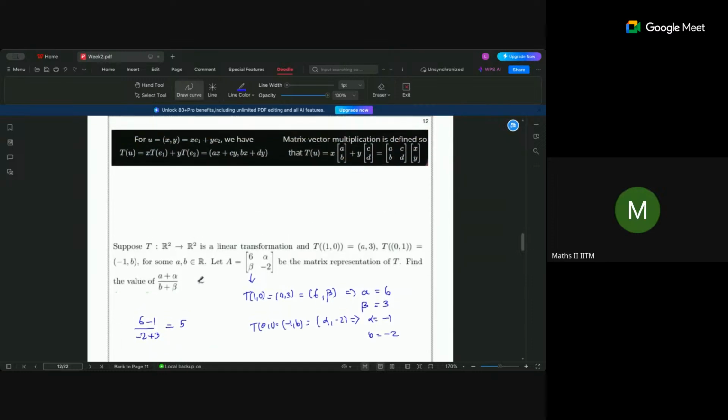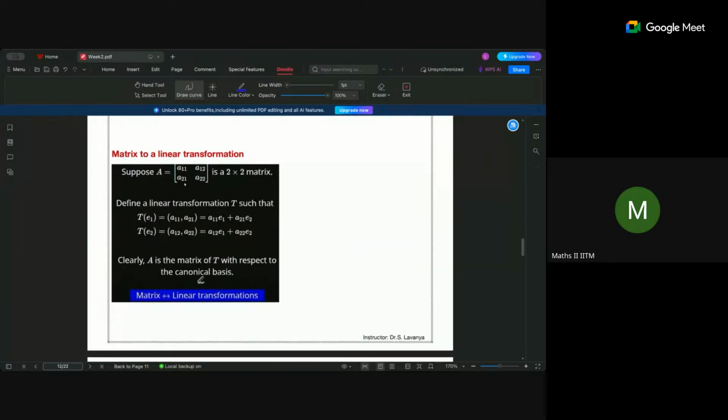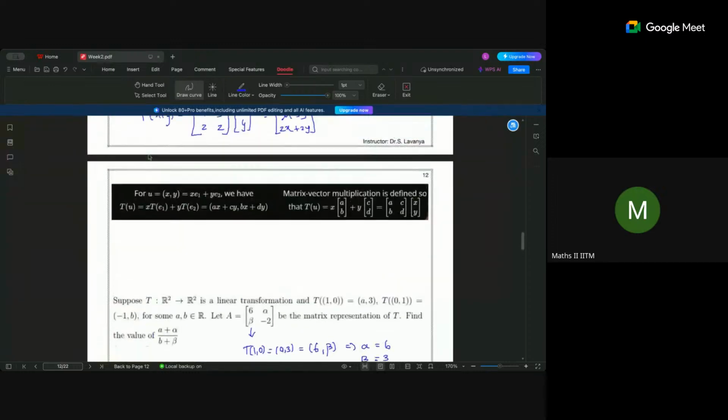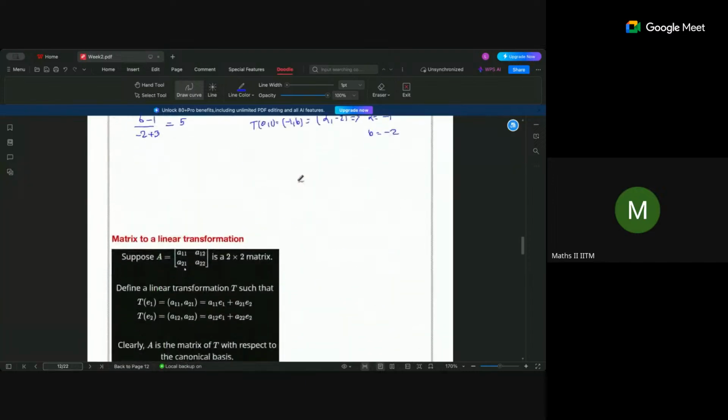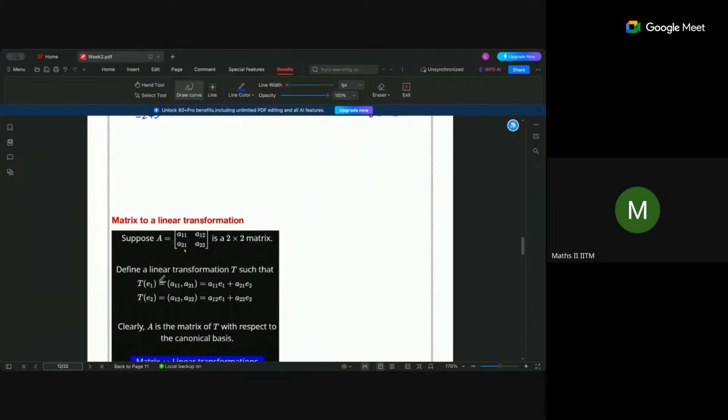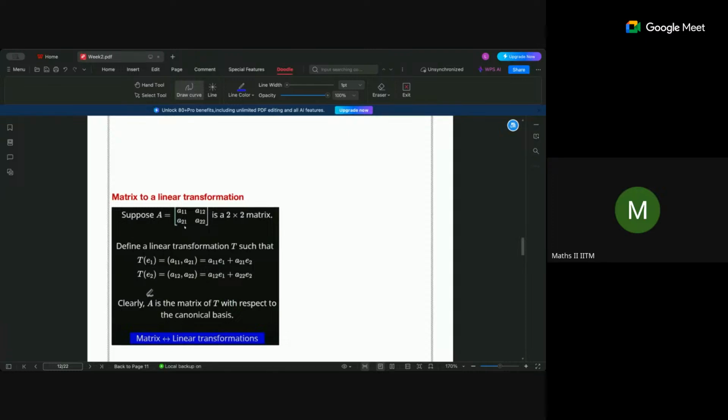Okay, so this is just a matrix example. Now we will see how to obtain a transformation from a matrix. Here we saw how to get a matrix from a transformation. Now the other way around. You have the matrix, how will you get a transformation from this? Very simple. You just define T of E1 to be this and T of E2 to be this. Once you know T of E1 and T of E2, you know how to define the transformation.